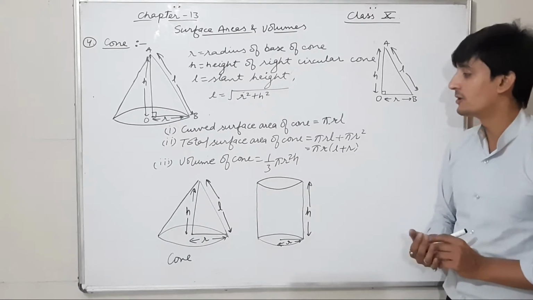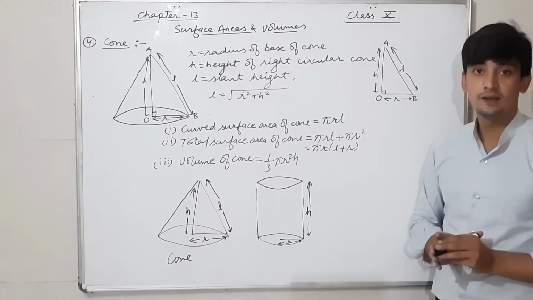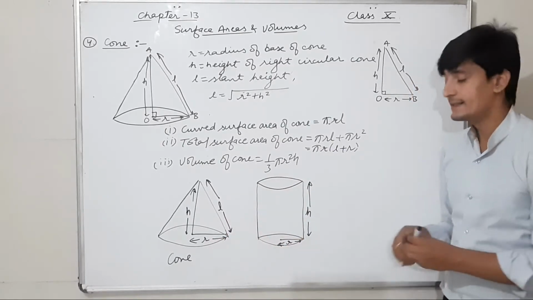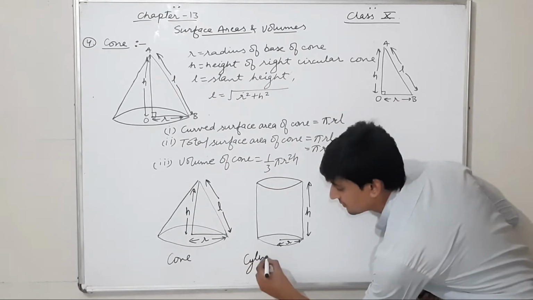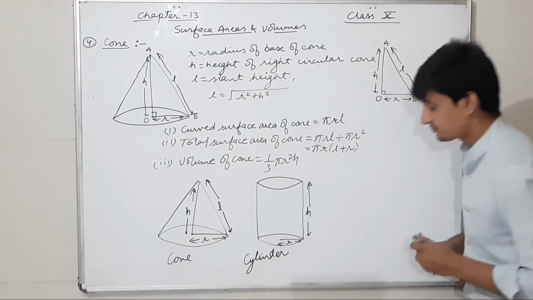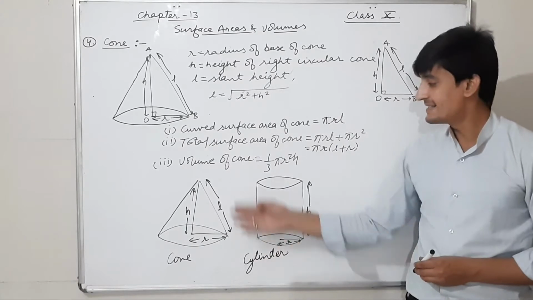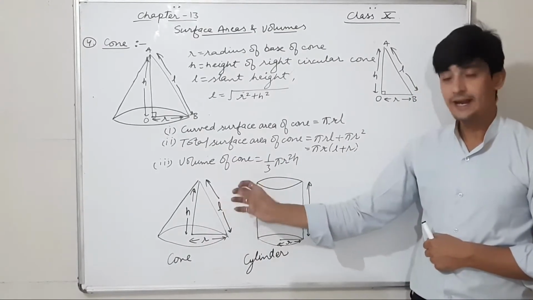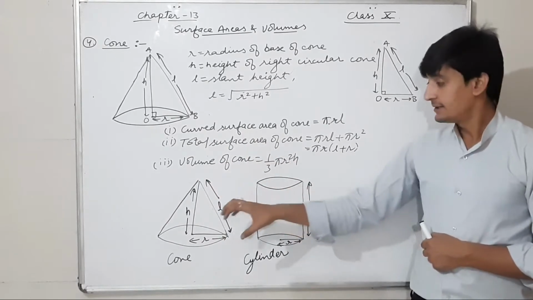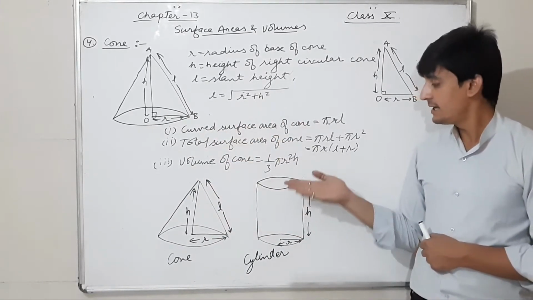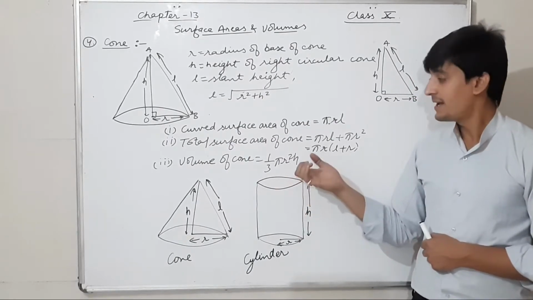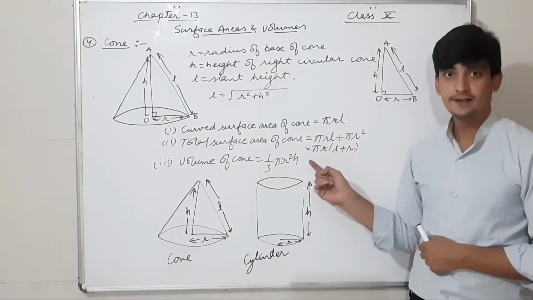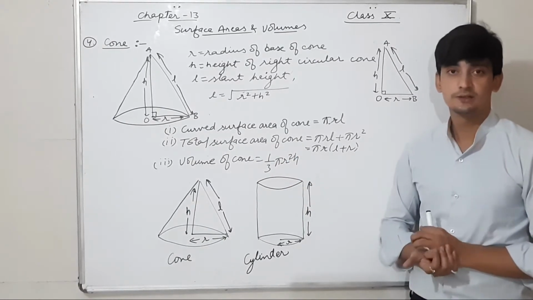Now third we have volume of cone. The best method to find the volume of cone is to take one cone and another cylinder of the same radius and same height. Fill this cone and empty it into the cylinder. Do this 3 times, and only then will the cylinder be completely filled. By this method we can find the volume of cone. The volume of cone will always be equal to 1/3 of the volume of the cylinder, or we can say 1/3 of pi r square h. Understood?